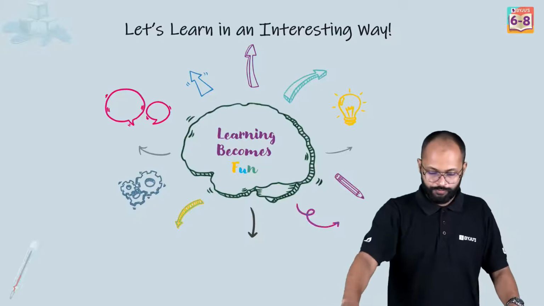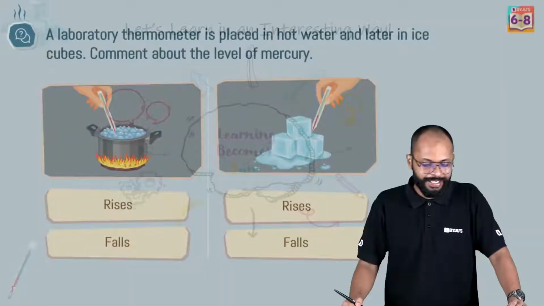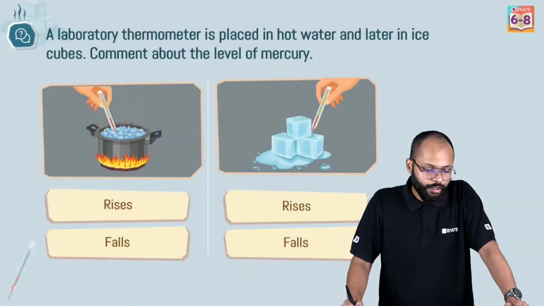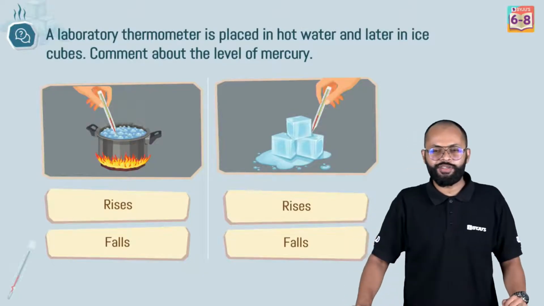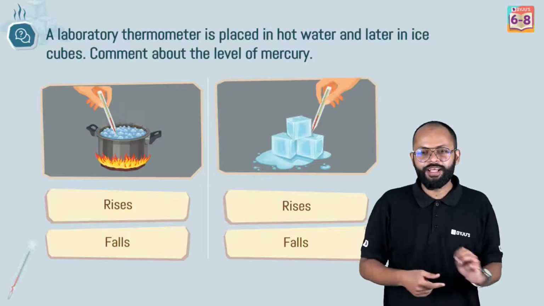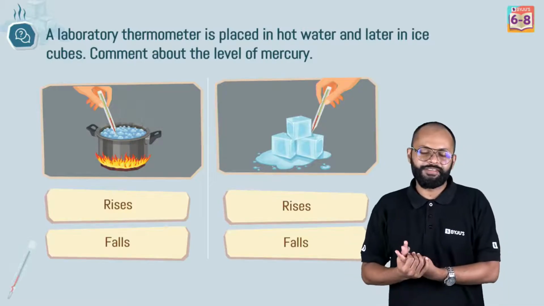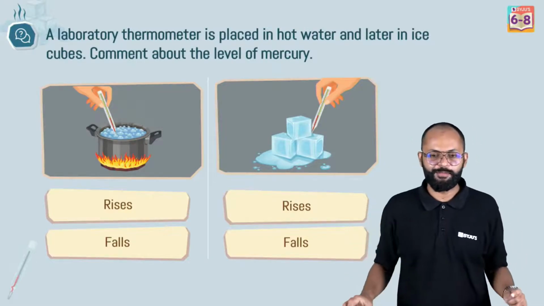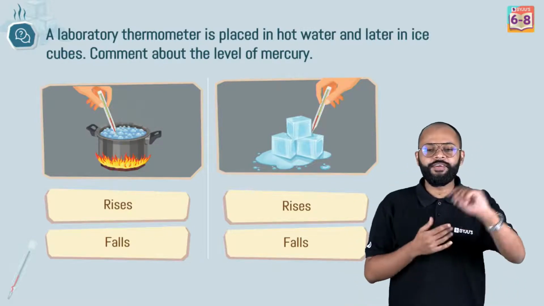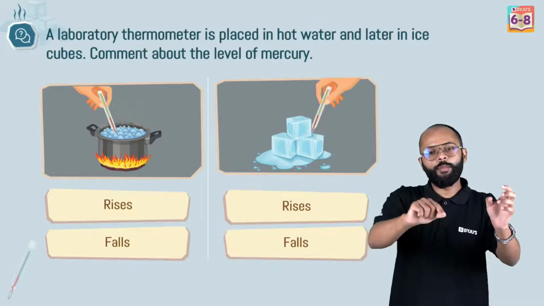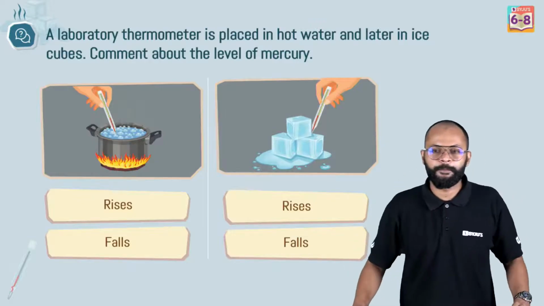Okay, next question for you. A lab thermometer is placed in hot water and later in ice. Comment about the level of mercury. What will happen? This is also a very easy question. Easy peasy lemon squeezy, I learned this phrase from you guys only, while doing these sessions. In the first case, you can tell me, comma, in the second case. That you can do.